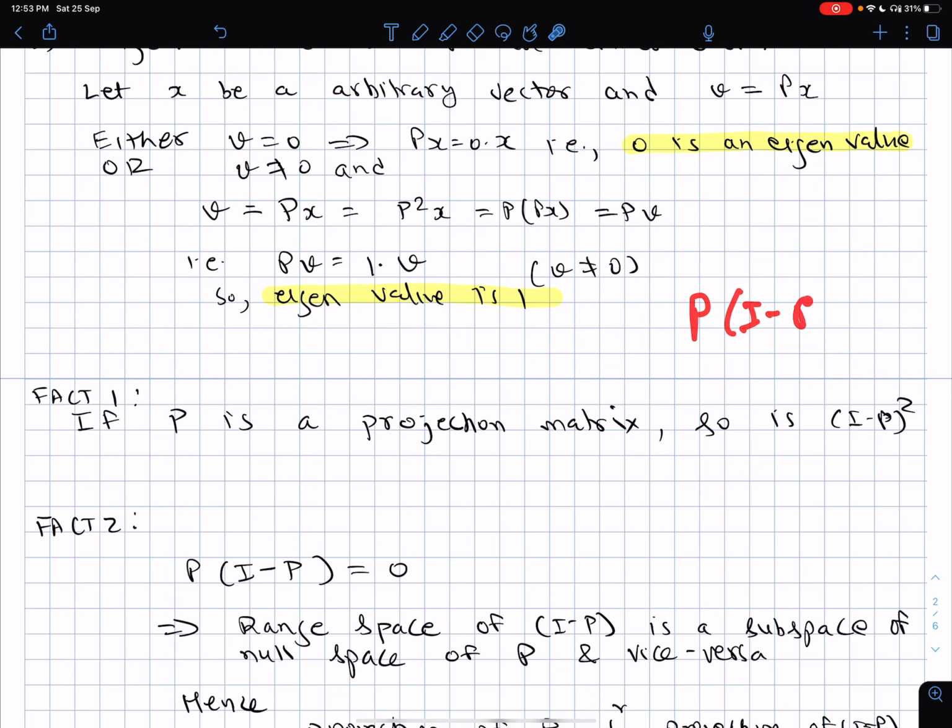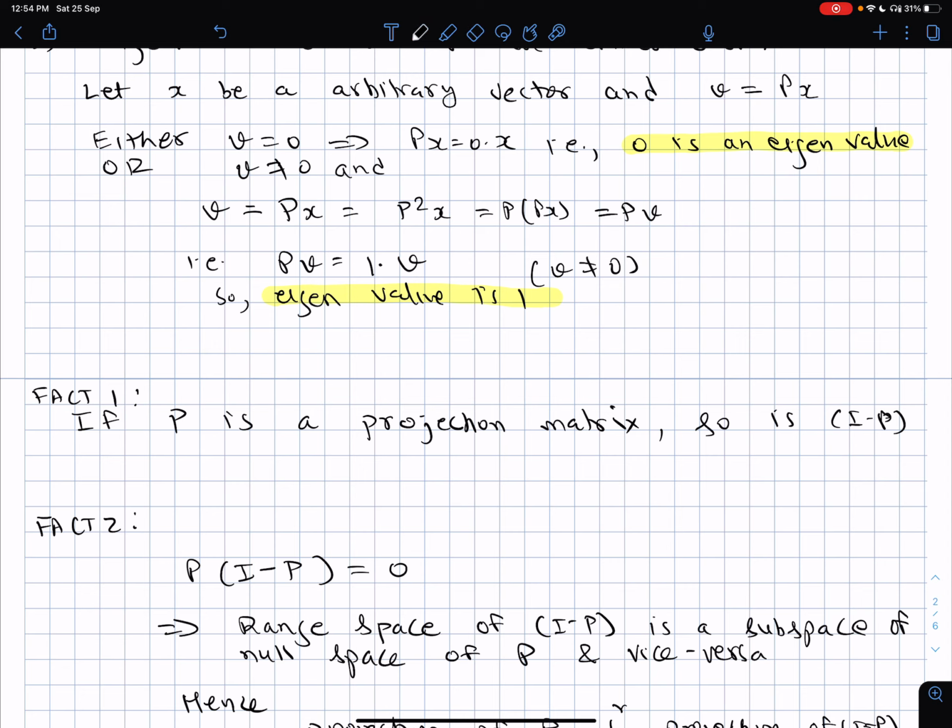In fact that shows that P into I minus P is its minimal polynomial. Anyway, if P is a projection matrix, so is I minus P.